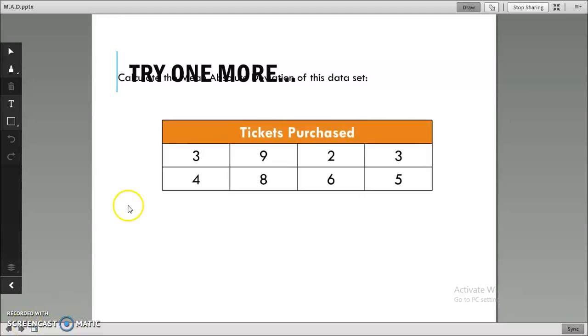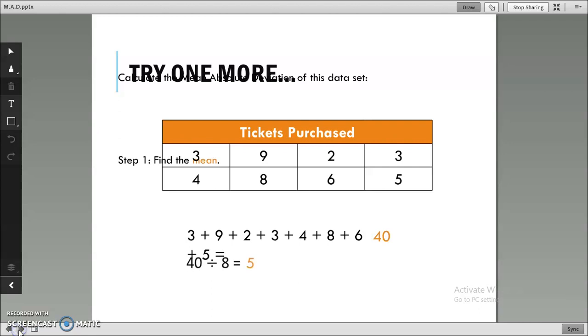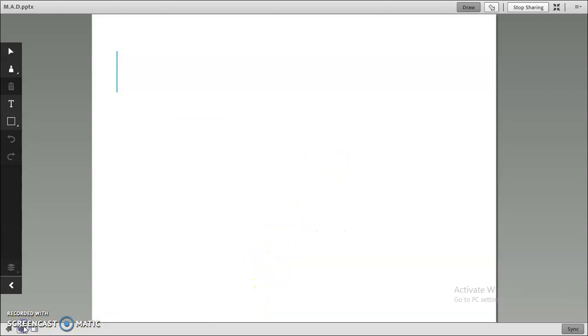All right, so here we have tickets purchased: 3, 4, 9, 8, 2, 6, 3, and 5. We're going to find the mean first. Add up all the numbers to get 40, divide by how many numbers we have. We have 8 and we get 5. Then we're going to take 5 and subtract it from each value. So it's going to be 3 minus 5, and we get negative 2. However, we want the positive, or the absolute value, and so that gives us 2. 9 minus 5, 4. 2 minus 5, negative 3, turns to 3, and so on and so forth.